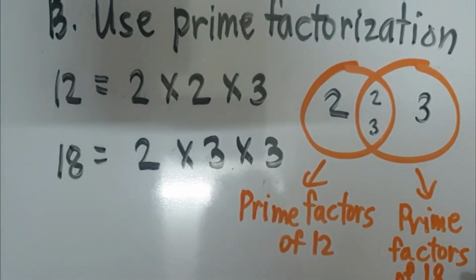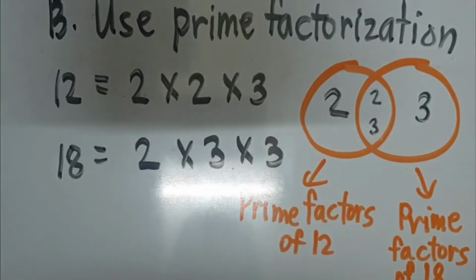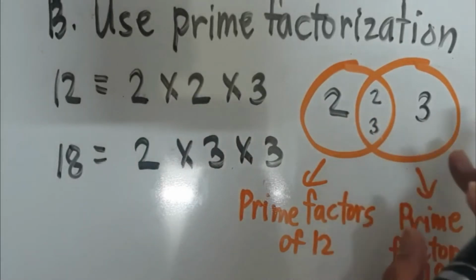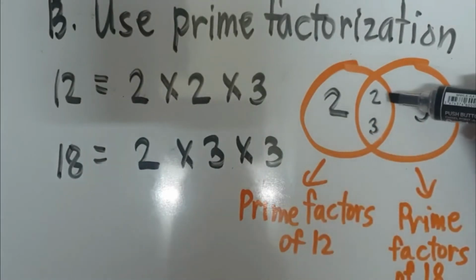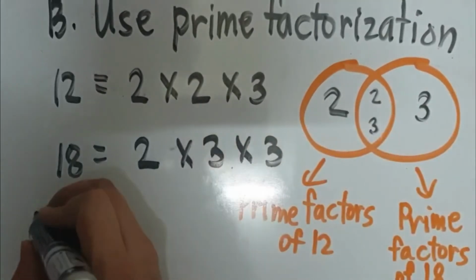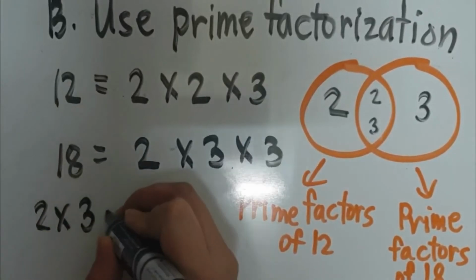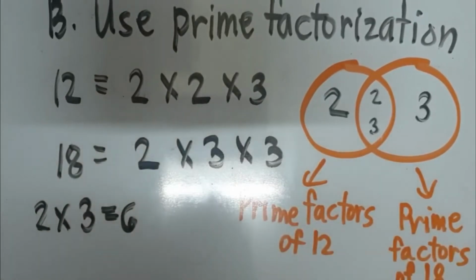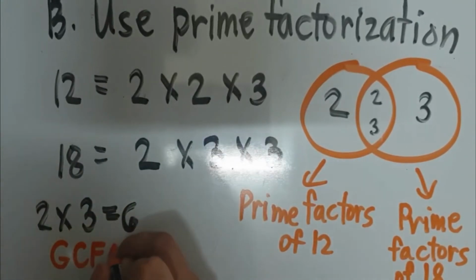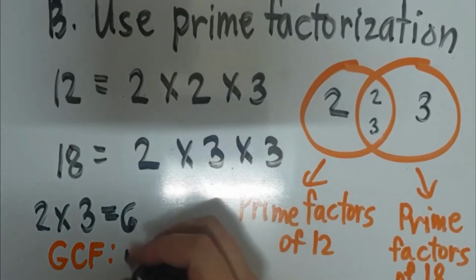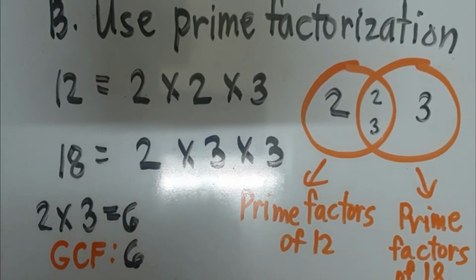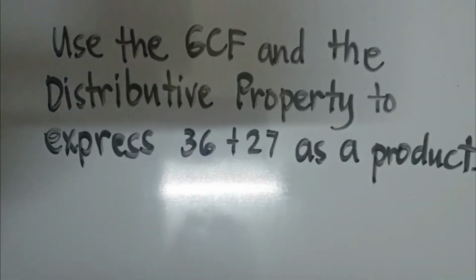Now, for this greatest common factor, or GCF, we will just get the factors that are common to both. So, the factors that are common to both of these two numbers are 2 and 3. So, that will be 2 times 3, which is 6. That means that the GCF of 12 and 18 is 6. And that GCF is the same as the GCF when we use the listing method.